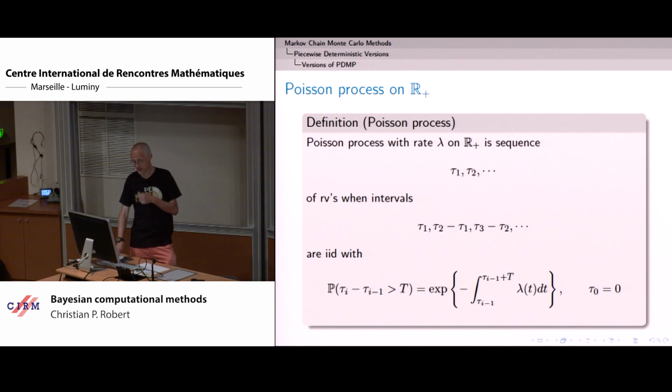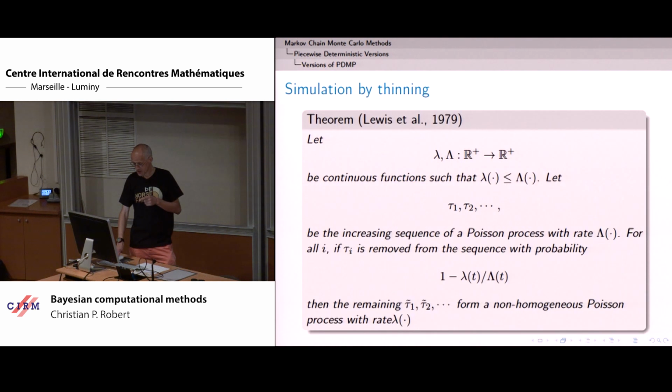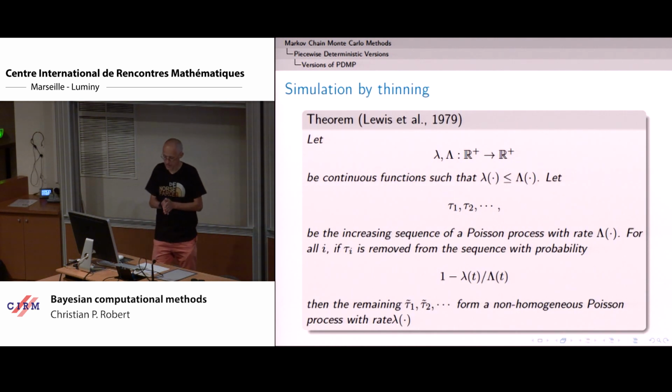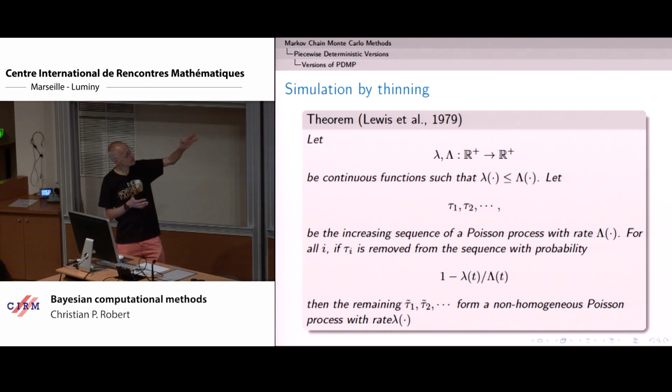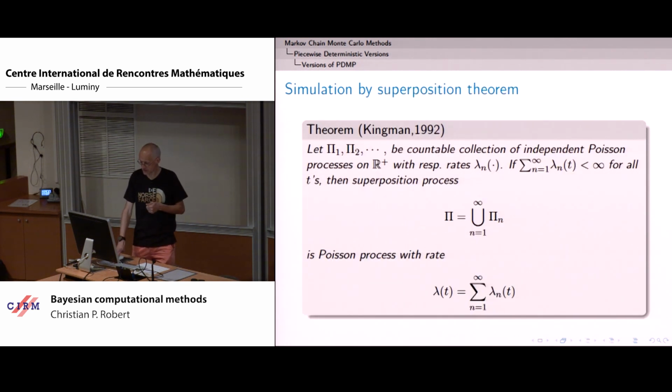One is thinning, where you can simulate from a faster rate and take out some of the times. So this is the idea of thinning. That is, you simulate times from a larger lambda, and then you subsample with probability 1 minus lambda over lambda. And if you can find an unbiased estimator of this ratio, you don't need to know lambda exactly. So that's thinning. You just need to find an upper bound to simulate from.